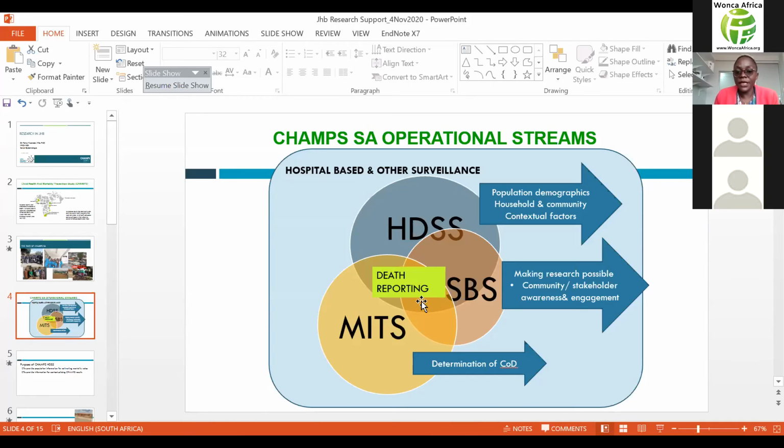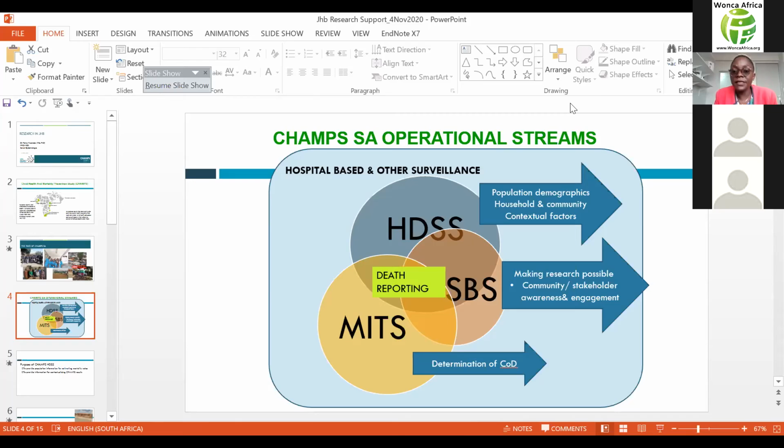Once we have a death reported, we then link in with the MITS team to go and collect the specimens and all other clinical information that is linked to the death. We have the HDSS team that visits households within the Soweto community as well as in Tembelihle to collect household related information. These HDSS rounds are done twice a year. And within that data collection, we look at population demographics, we look at household and community contextual factors, as well as other key individual variables that we don't necessarily get from the clinical records.